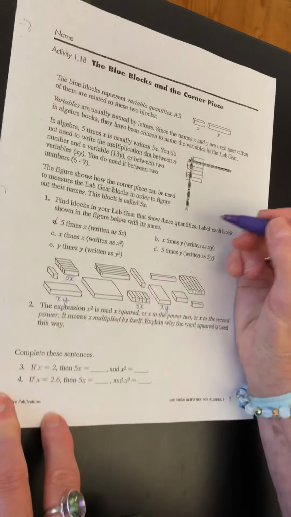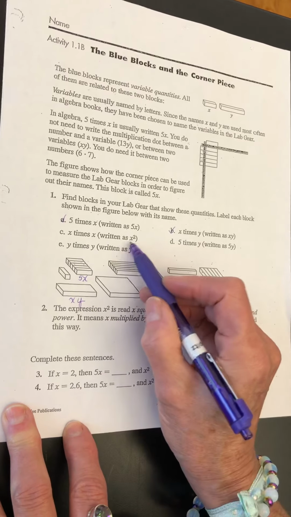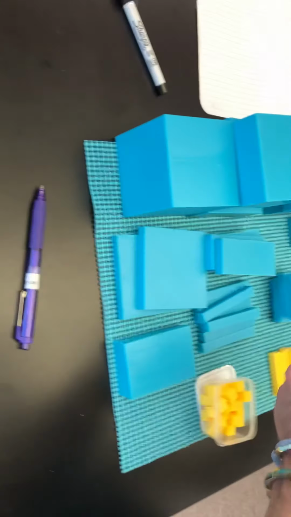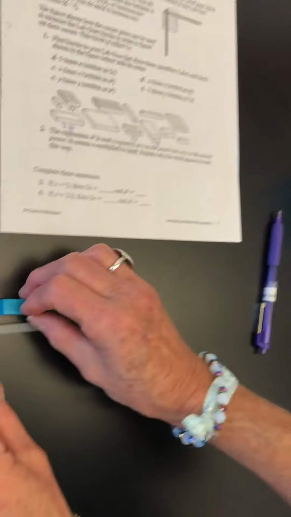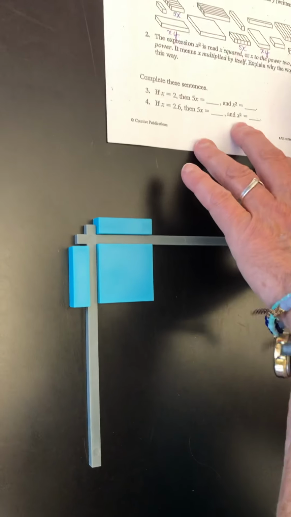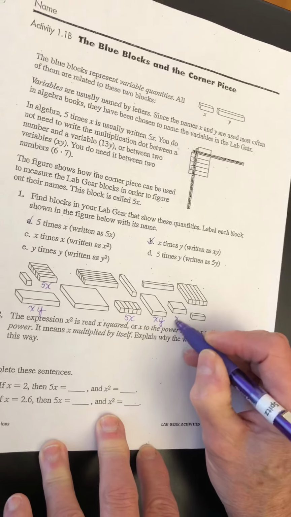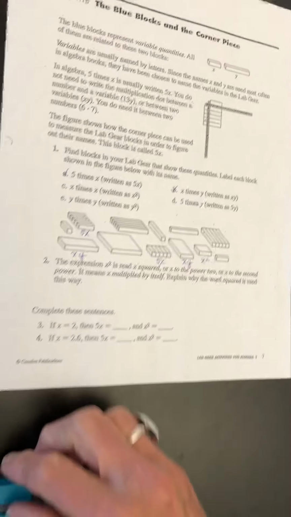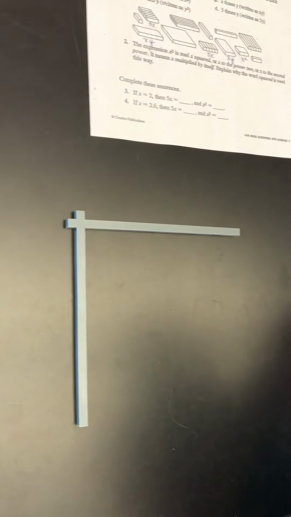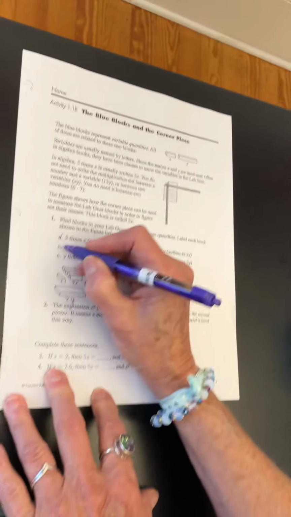We'll check that off. Then C, we have x times x, which is written as x squared, all right? So we'll take an x and an x, and we will find our x squared. It's just like a square, right? And then let's look and see where an x squared is here. Yep, here it is. Okay, label that, clear this. All right, and we've done that.